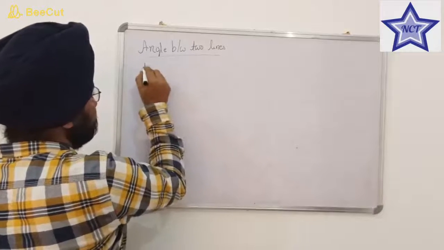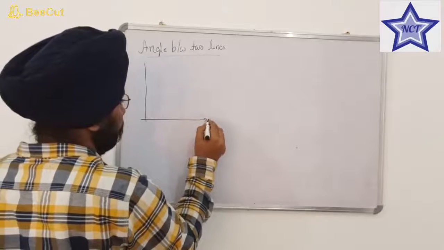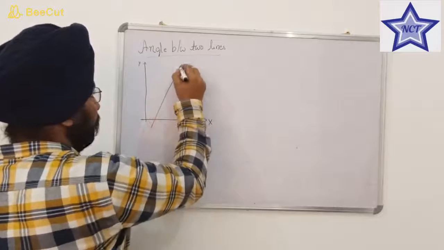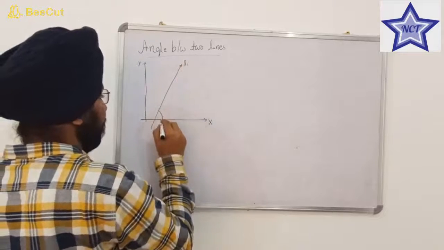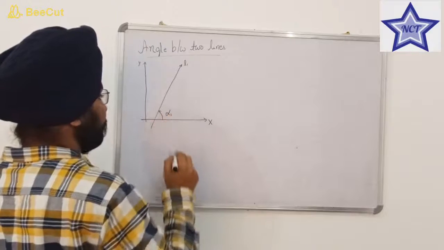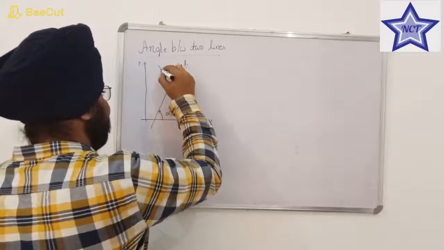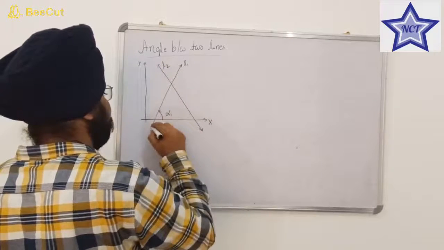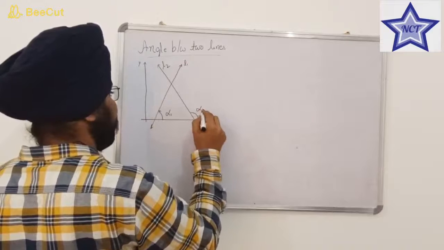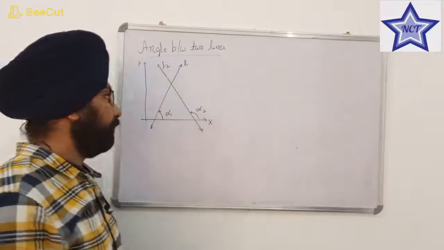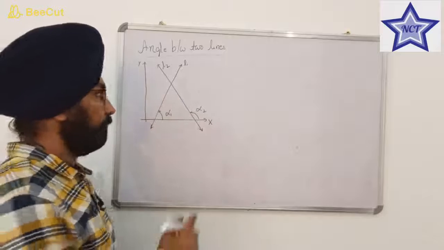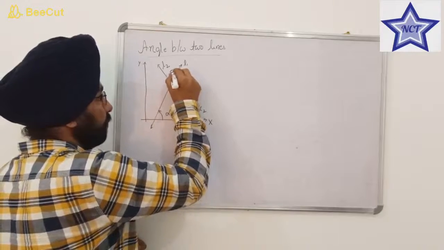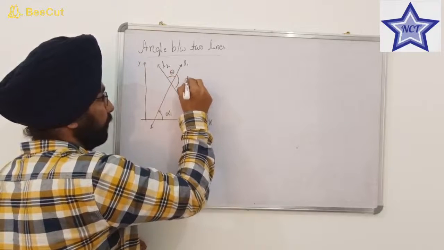Say two lines are given, namely L1 and L2. Line L1 makes angle alpha 1 with respect to x-axis and line L2 makes angle alpha 2 with respect to x-axis in anti-clockwise direction. So, angle between two lines, let us denote this angle as theta and this angle as phi.